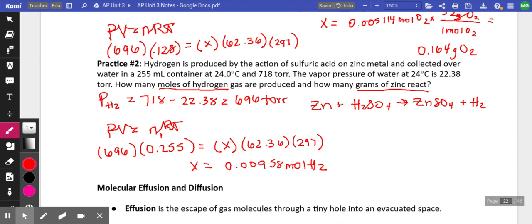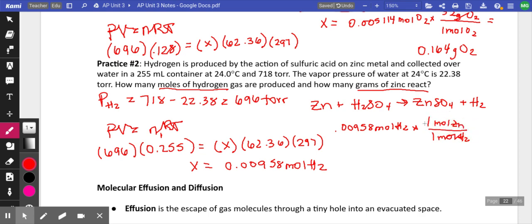If I'm looking at this, it should be balanced for us already, which is nice. It's a 1-to-1 ratio. So then I'm going to take the moles of my hydrogen gas that I just solved for, this 0.00958 moles of hydrogen. Again, I want to know how many moles of zinc reacted. So I see that for every 1 mole of hydrogen, there's 1 mole of zinc reacting.